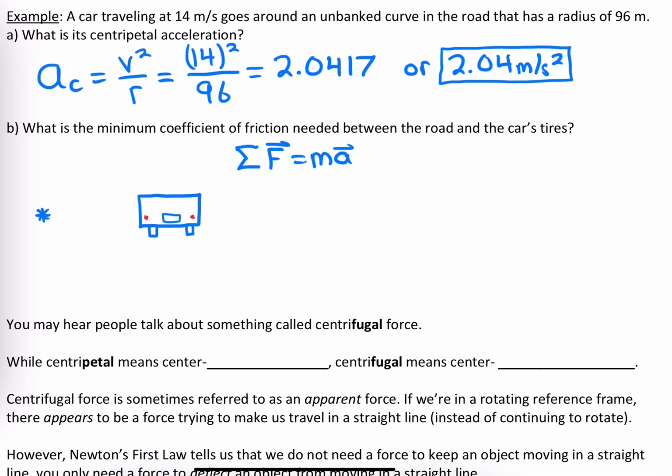Forces. Let's switch up the colors a bit. Forces acting on this car: I have Fg going down. I've got a normal force acting up on the bottom of the car's tires. And I've got friction. And friction is pushing me towards the center of the circle.